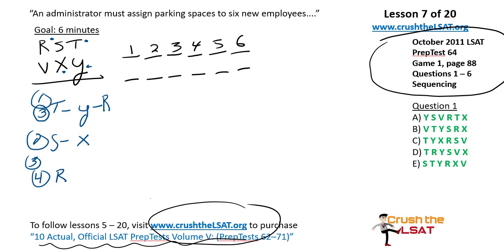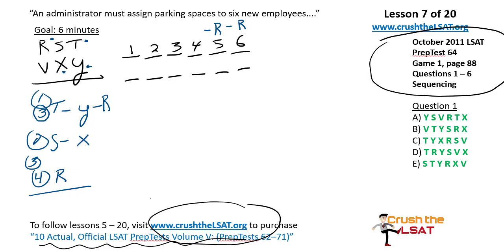Now, we've seen rules like that before. What would we do? We'd go on the top here and write R with a negative sign. R can't be in 5, R can't be in 6. Things that can't be true, I like to write on top of the diagram. Things that must be true, right in the diagram. Things that could be true, right underneath the diagram.